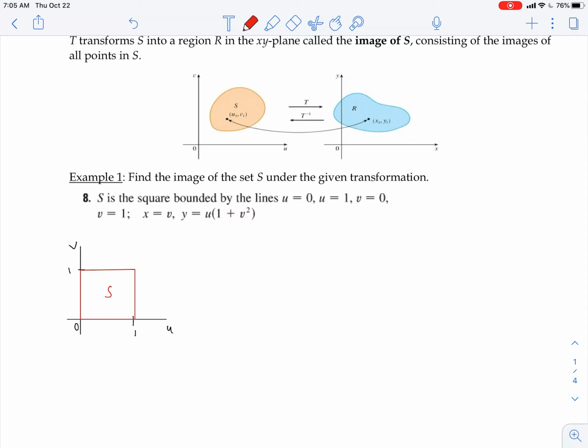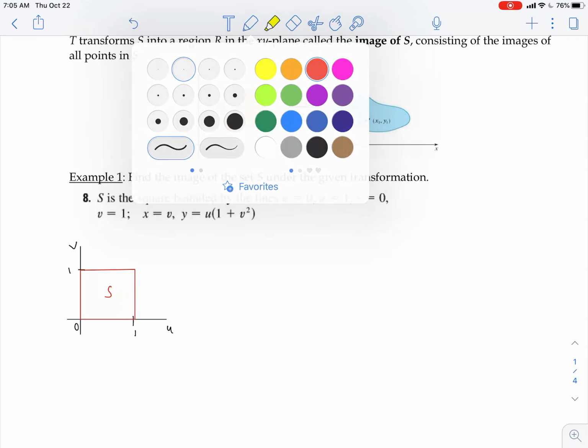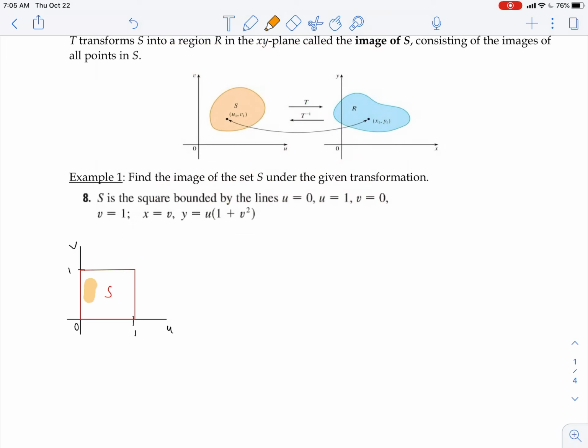And this is our region S, and let's go ahead and color that in. All right, now I'm going to define a few of these spots. So let's call this segment 1. And segment 1, if we define that, that's just going to be V equals 0. If I was to graph this line right there, that's V equals 0. So this is segment 1.